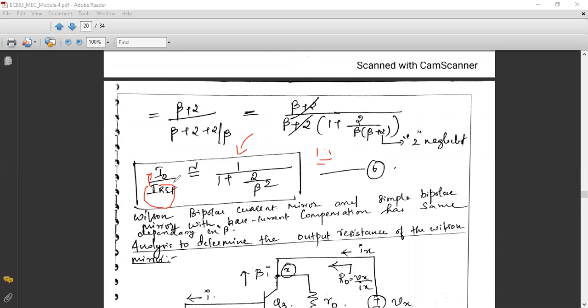So Wilson is able to maintain this ratio, 1:1, because it has a finite dependence on beta effects. That is, beta ideally for a transistor is very large, so 2 by beta square will be very small. That means your I naught to I ref will become 1:1, and that is why this mirror is maintaining an ideal current transfer ratio. That is, I naught is equal to I ref, which means the current transfer ratio is 1:1.